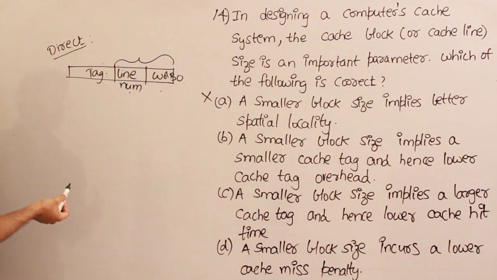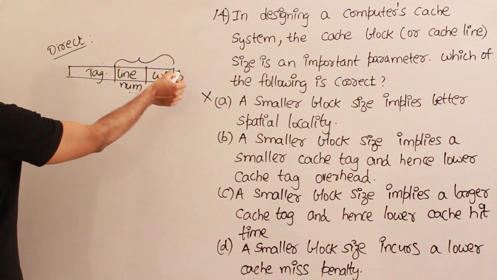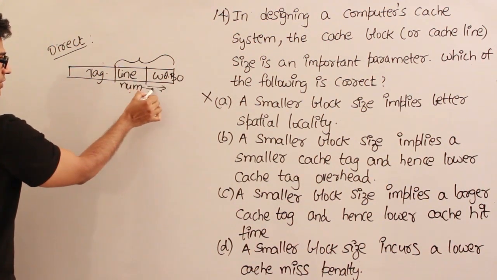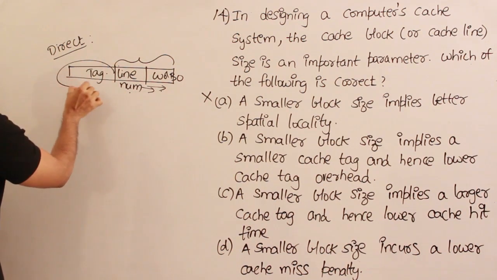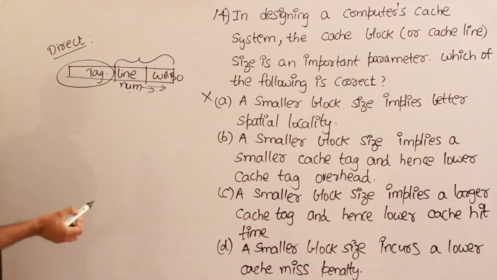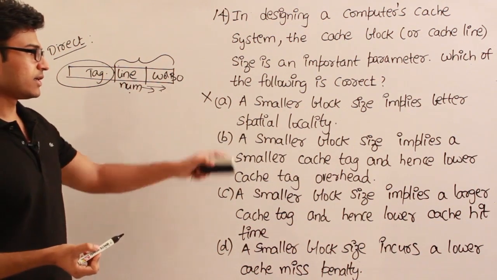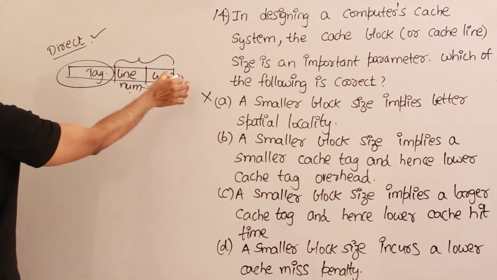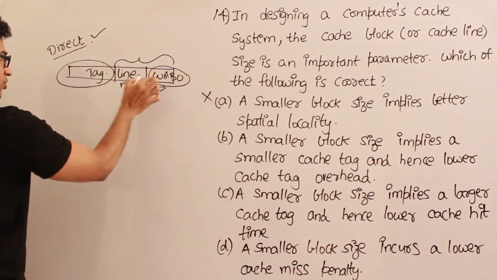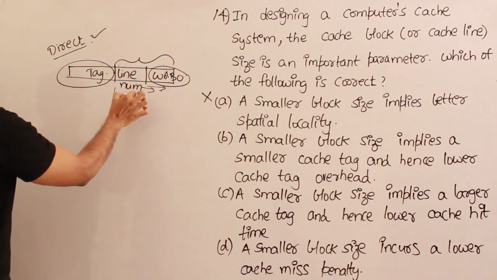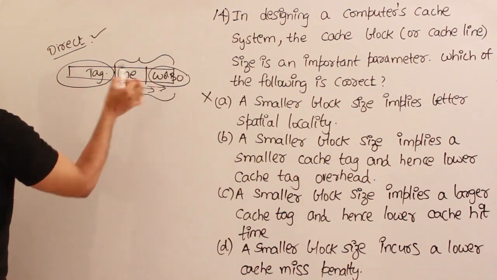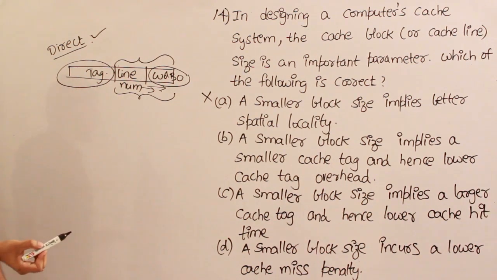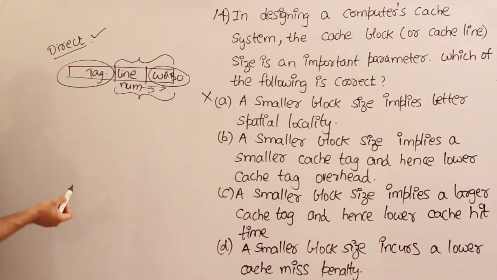Therefore, if you decrease the block size, the offset will decrease but the line number will increase. Tag bits will remain constant even if you increase or decrease the block size. So in direct mapping, whatever you do with the cache block size, the overall cache size is going to be constant. The overall cache size I am talking about. Therefore, the tag bits are also going to be constant. You can take some examples and check it.